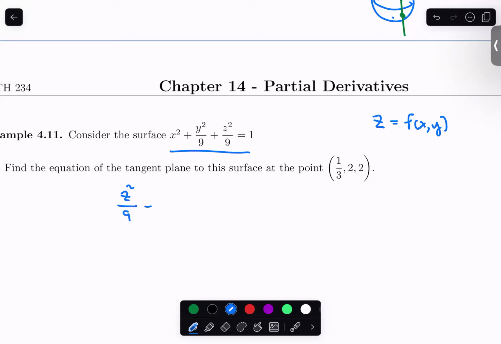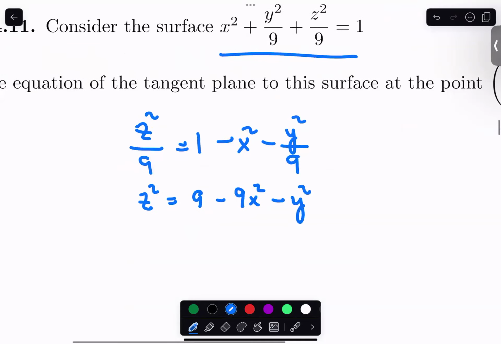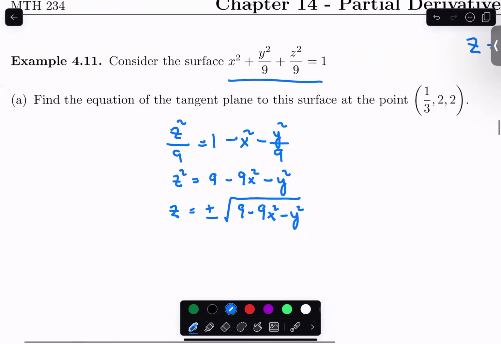So z squared over 9 is equal to 1 minus x squared minus y squared over 9. Let's multiply through by 9 now. Again, I'm trying to get a z equals here. And then finally, I'd want to take the square root. Now, when I take the square root, I need the plus and the minus in order to get the full surface here.